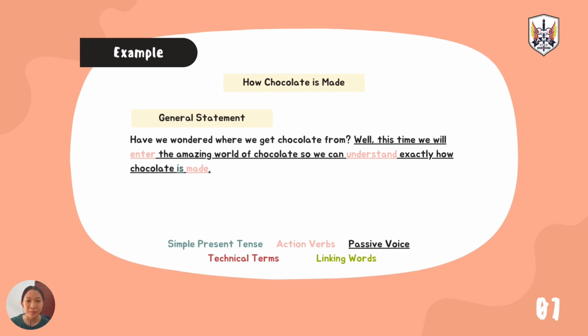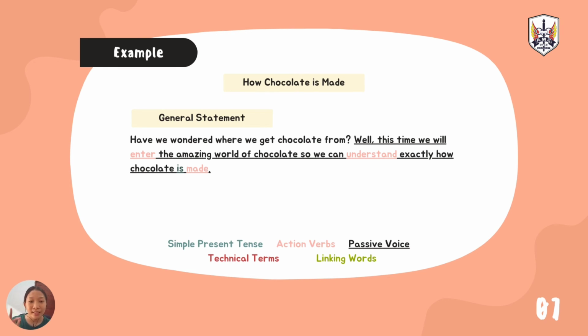Now let's have a look at its example. How chocolate is made. Here is the general statement part. Before we have a look at the paragraph, please have a look at the lower part. Here I colored some words and gave an underline on passive voice. It means if you see a word or a sentence in this color, it represents that. Like for example, if you see pink color, it represents action verbs. Or if you see underlined words, it represents passive voice. So now I give you time to read the general statement part. You can pause this video.